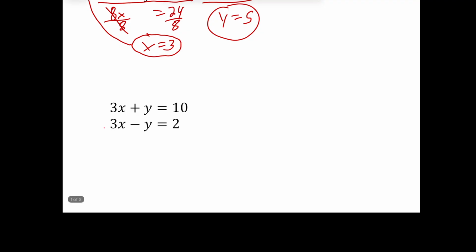I look through this one and I can tell that my opposite signs are with the y's, so they're going to go away. And I'm going to get 6x, they go away, equals 12.